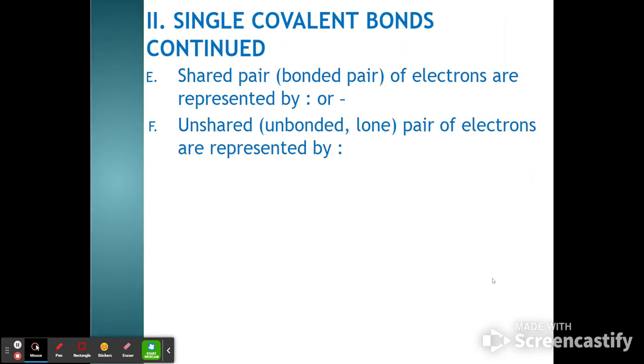Shared pair or bonded pair of electrons are represented by 2 dots or a dash, like we saw. Unshared or unbonded pairs are just 2 dots. Every once in a while, you'll see something where they've got another line to represent the 2 dots, because sometimes chemists are a little lazy when it comes to drawing 2 dots as opposed to a dash.